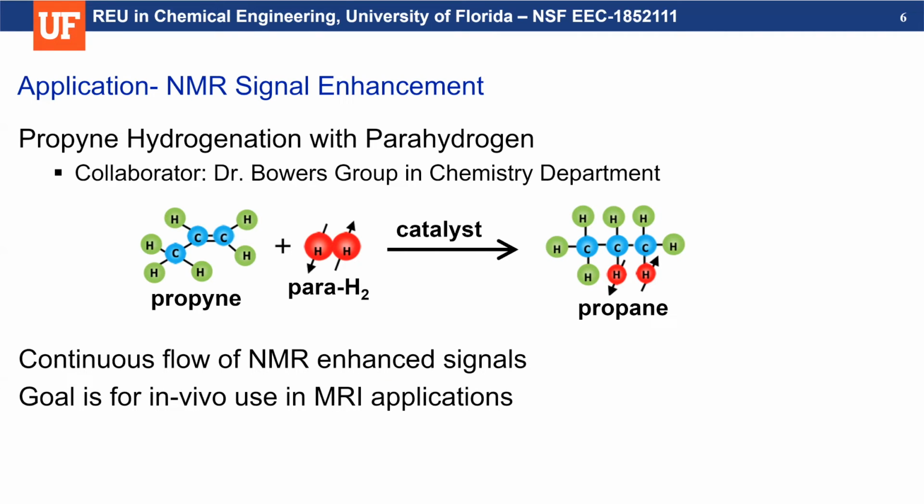This reaction is performed by our collaborators in the chemistry department, the Dr. Bowers group. Since it is designed as a continuous flow reaction, it creates continuous flow of hyperpolarized signals, which can be used for in vivo use in MRI applications. This would be the main advantage that heterogeneous catalysts have over homogeneous catalysts. Since the catalyst and product are at different phases, separation is more straightforward, and the toxic transition metals can be removed to a safe level.